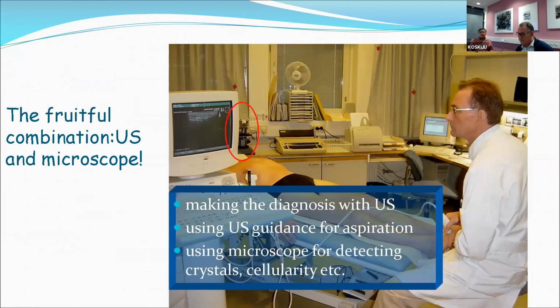and I personally love to have the combination of ultrasound and microscope. I have a microscope in my room, and I recommend that for all doctors too, because you can make your diagnosis with ultrasound first and use ultrasound guidance for aspiration, and then you can very rapidly verify gout. It's much more efficient than to send the sample to laboratory. It takes hours or even more. So everything is ready when the patient gets trousers on. I'm waiting already with my receipt. Okay, fruitful combination of ultrasound and microscope.